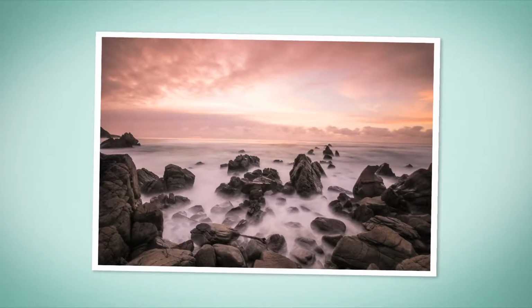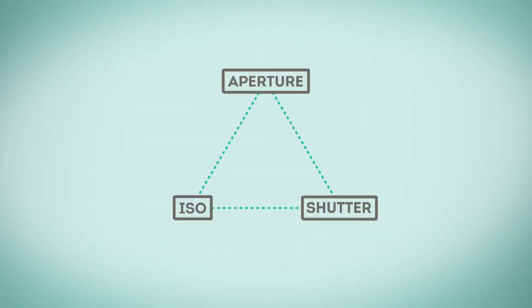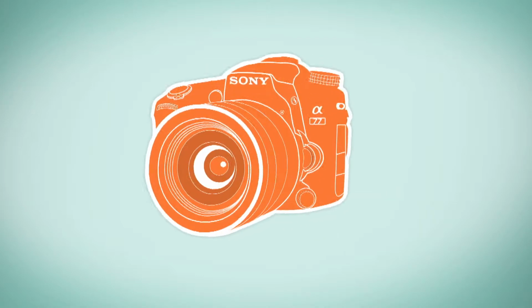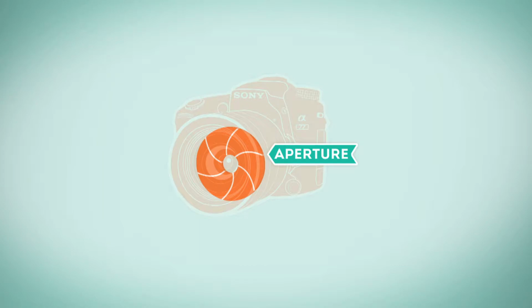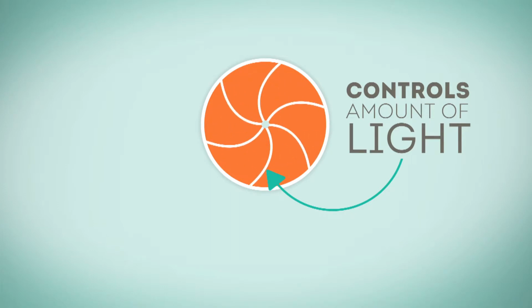Now we have a basic understanding of exposure. Let's dive a little deeper. Camera exposure is controlled by these three elements: aperture, shutter, and ISO. The aperture is actually the opening controlled by the iris in the lens. The aperture's job is to adjust the amount of light entering the camera.